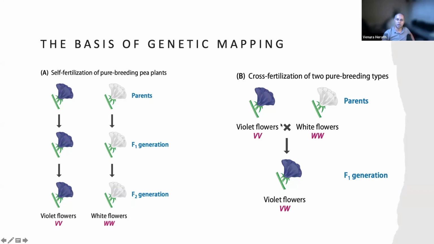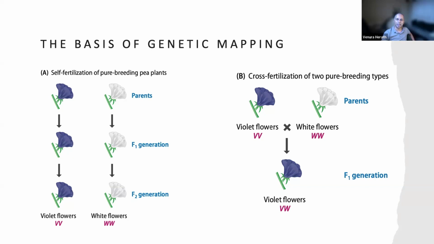Now, if you cross violet flowers with white flowers, whatever the dominant trait is going to appear, although it's heterozygous. So this one is homozygous. VW is heterozygous. That is something you should know. And this is the ideal scenario when you learn about Mendel's laws.